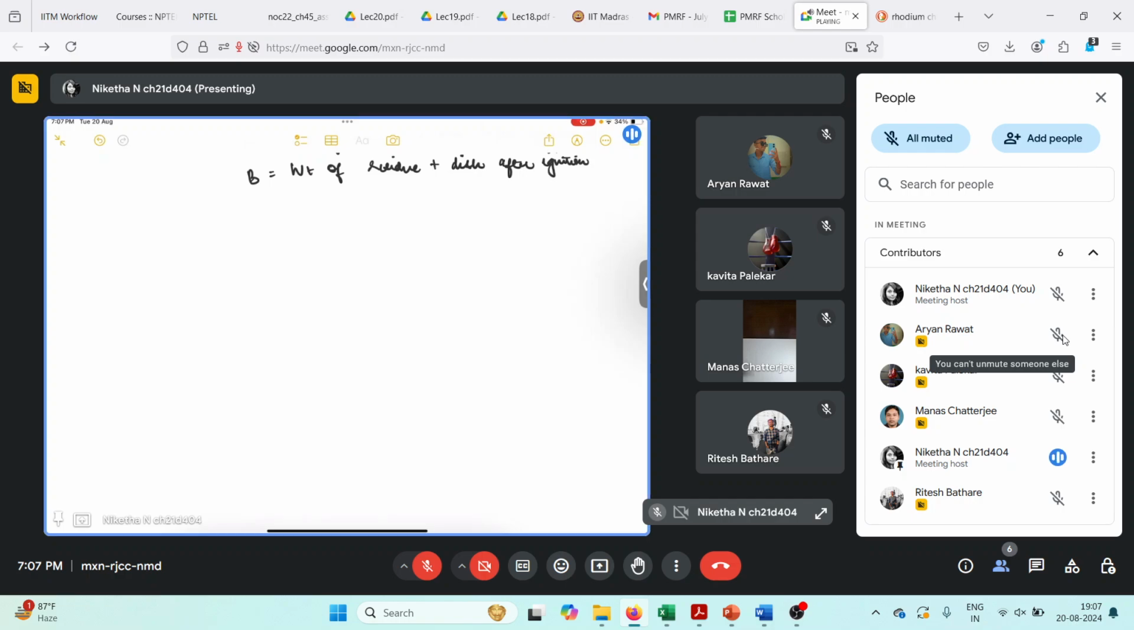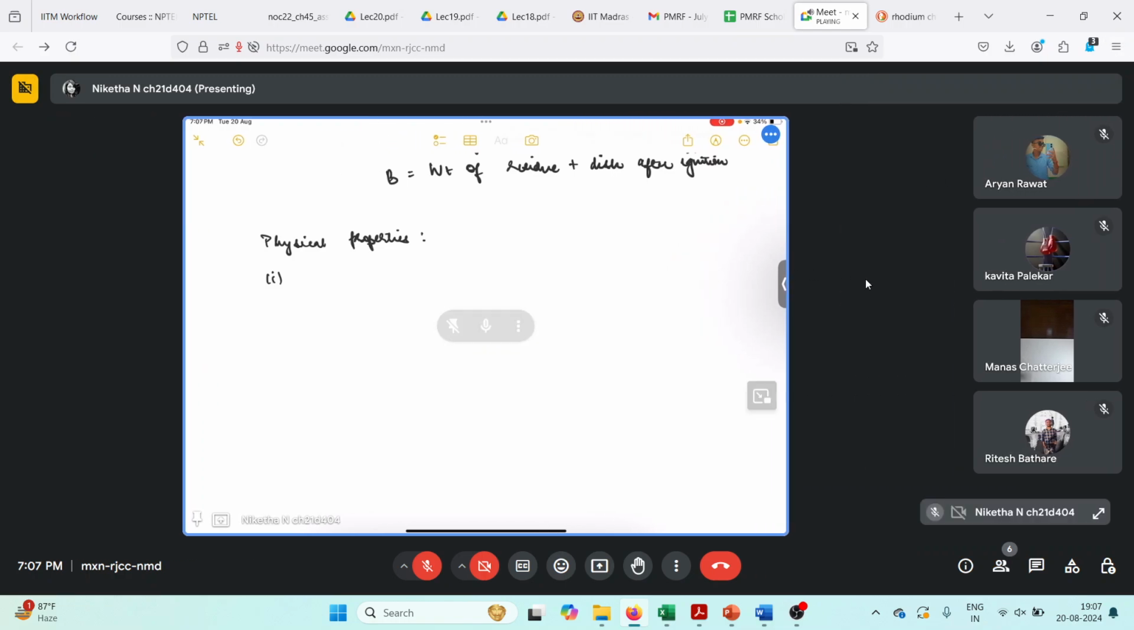So now coming to solid wastes. There are two kinds of properties of solid waste. The first one is physical properties. And then we'll go to the chemical properties. So first, can you tell me some physical properties of solid wastes? What are the physical properties of solid waste?